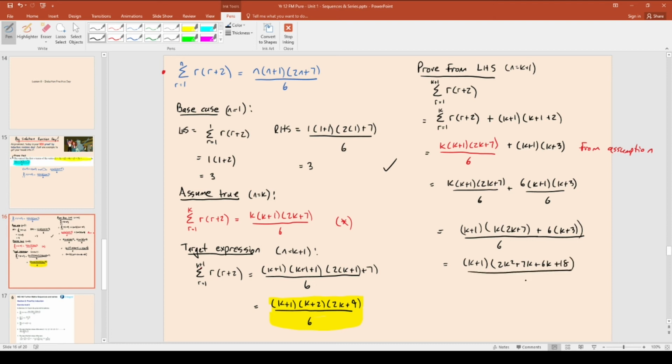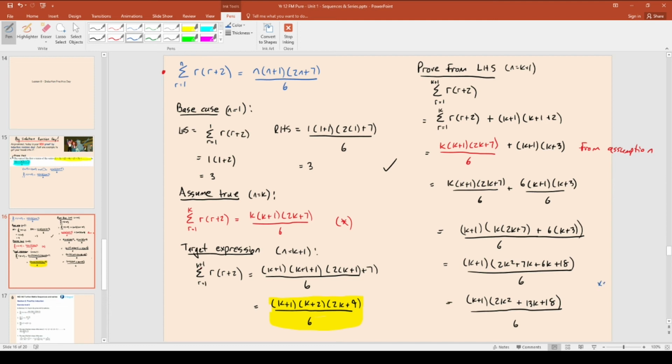Still all over 6. Here we go. Then we're going to get k plus 1. Here we're going to get 2k squared plus 13k plus 18, and I'm just hoping to myself, please let it factorize, all over 6. Now we've got to try to factorize. That bracket is a quadratic, so potentially it factorizes.